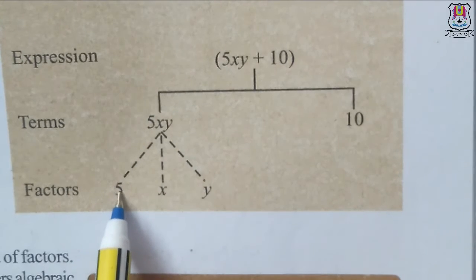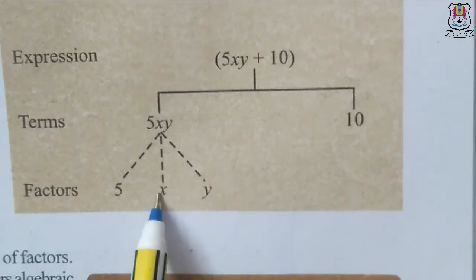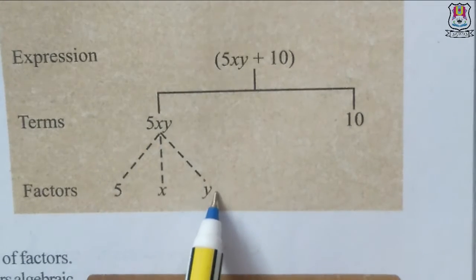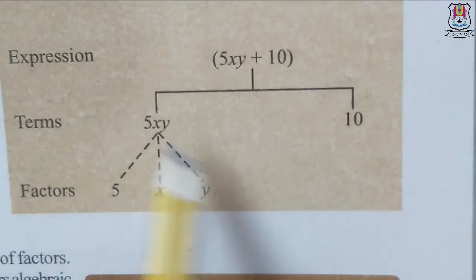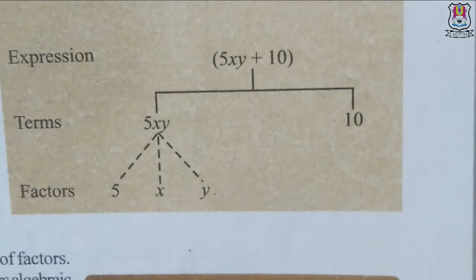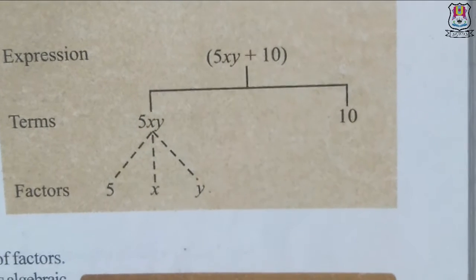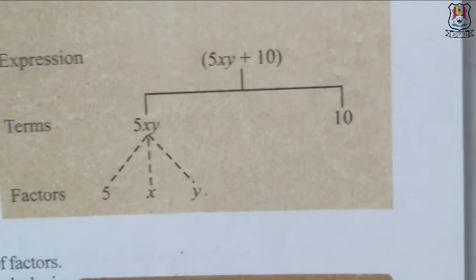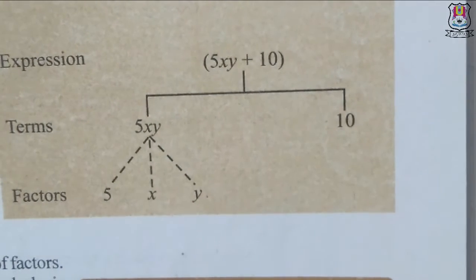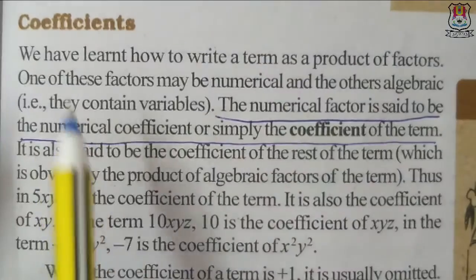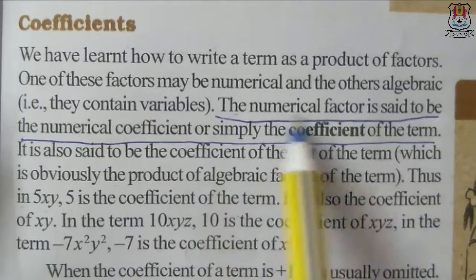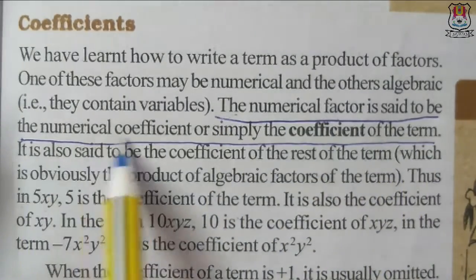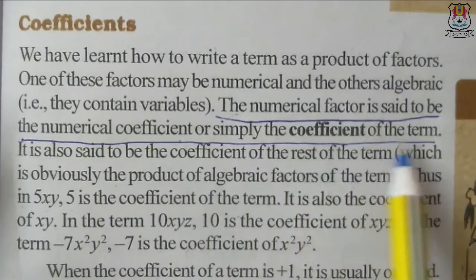Factor first is 5, that is positive, x is another factor, and y is another factor of this term, of this expression. Hope you have understood. Let's move on to the coefficient, how to find the coefficient of any term. And what is exactly the coefficient of the term? The numerical factor is said to be the numerical coefficient, or simply the coefficient of the term.